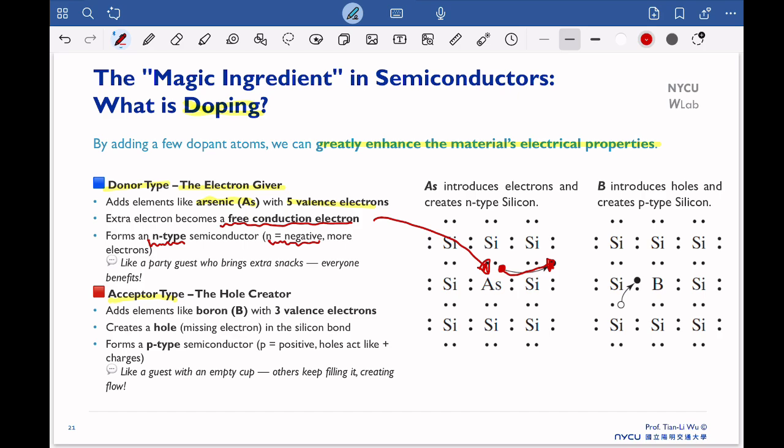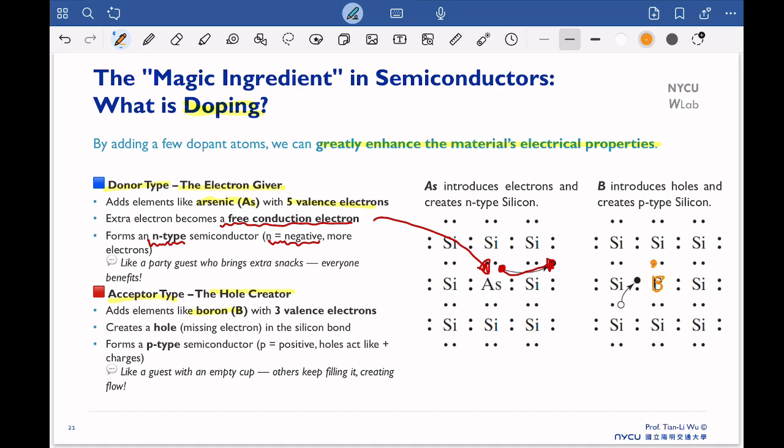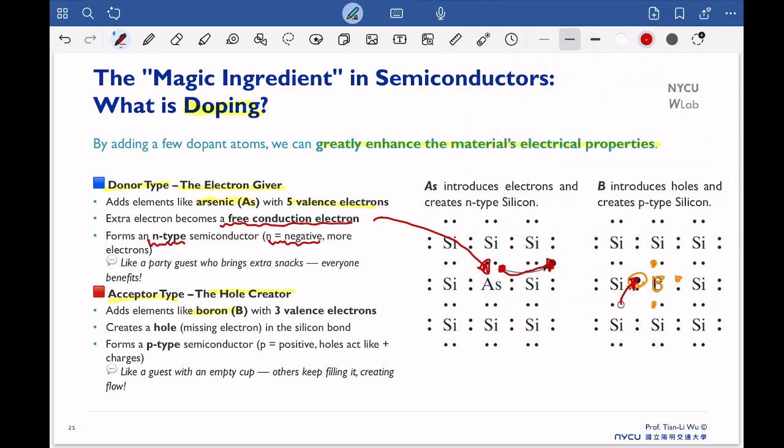Similarly, we have another one called the acceptor, which we can consider as the hole creator. We add a group 3 element like boron. Boron only has 3 electrons in its outer shell, so boron will create one empty seat here, and this empty seat will allow another electron to flow in. So this group 3 element will create a hole, which is the missing electron in the bond. Because holes can be considered as positive charge, we call it a p-type semiconductor.